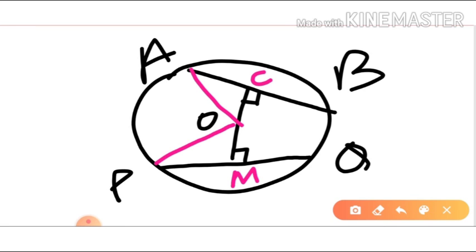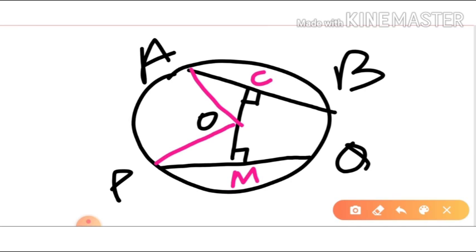Now how to prove this one? You have to show that AC is equal to PM, and when you can show that AC is equal to PM, then you can show double of AC is equal to double of PM. That means AB equal to PQ. Chords will be equal. Okay, so how to do the first one?